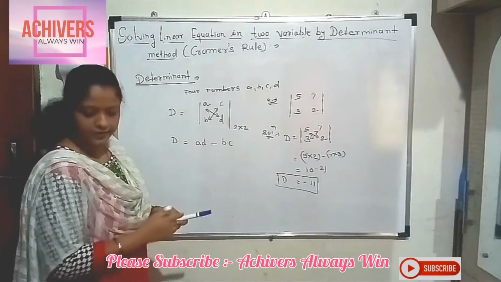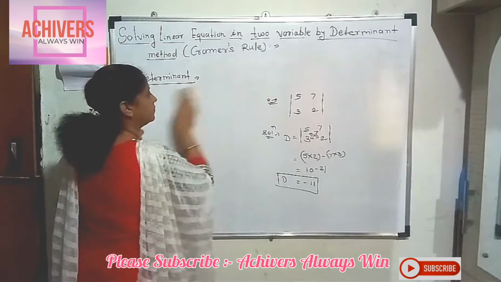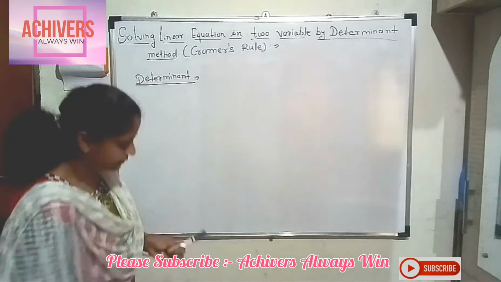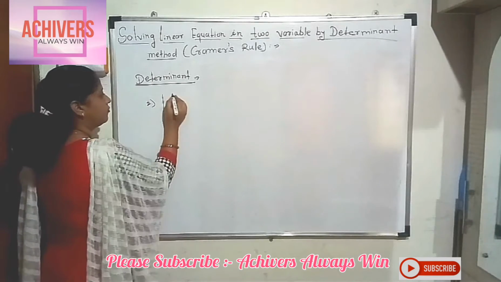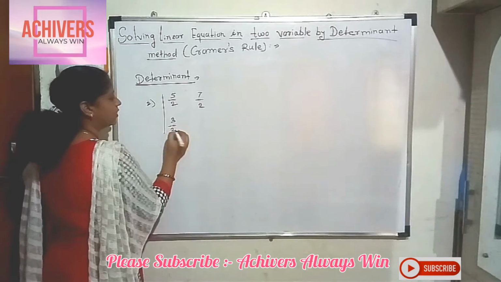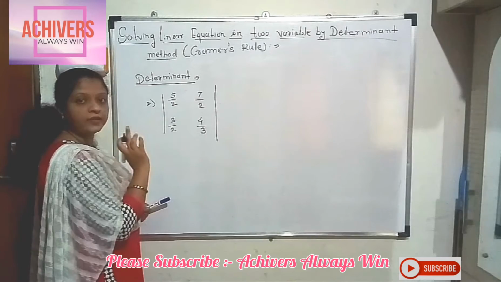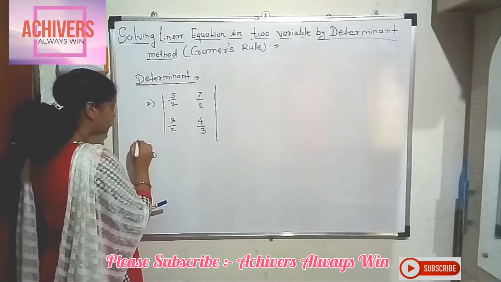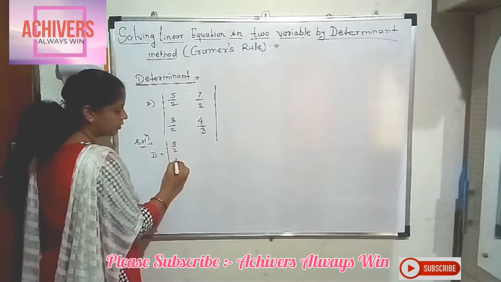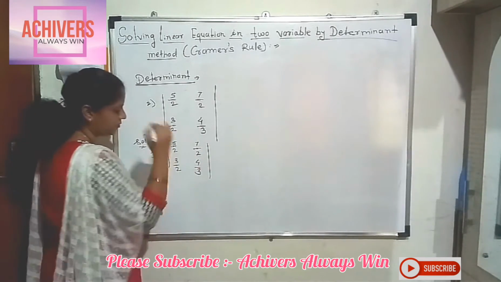Then see another example. We take fraction numbers here. Second example: 5/2, 7/2, 3/2 and 4/3 are the numbers. Find the value of that determinant. Solution: which determinant we have been given? 5/2, 3/2, 7/2, 4/3.